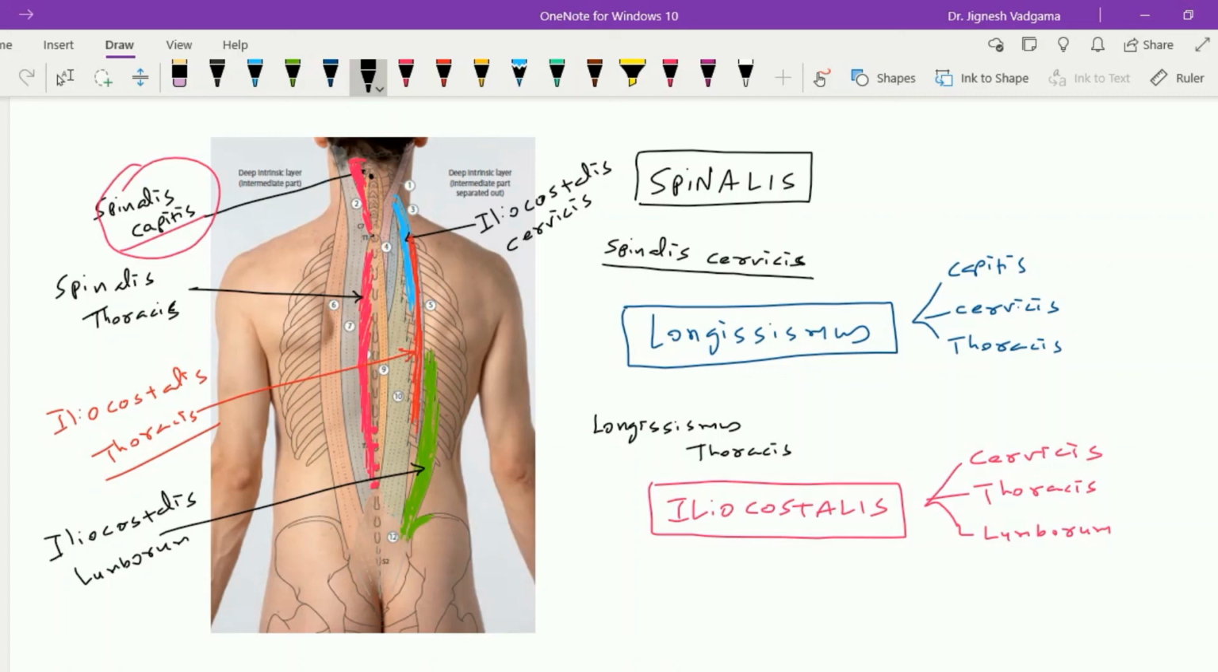Now when we see the nerve supply of this erector spinae muscle, it is the true muscle of the back, and this erector spinae muscle is going to be supplied by the dorsal rami of the lower cervical, thoracic as well as the lumbar spinal nerves.